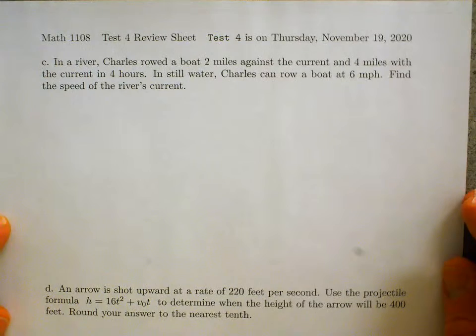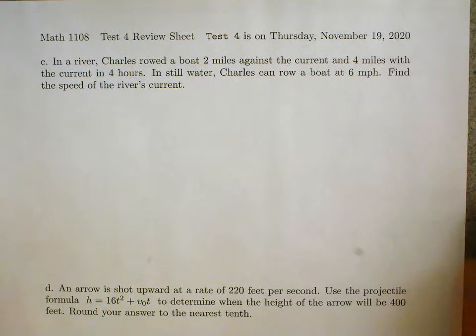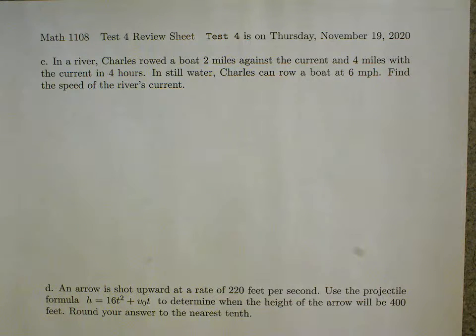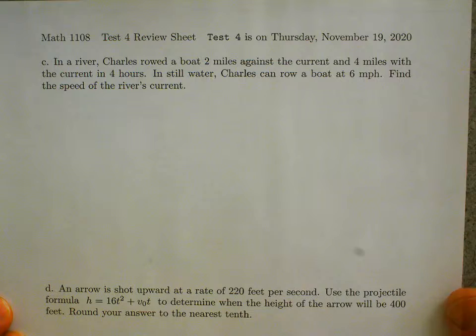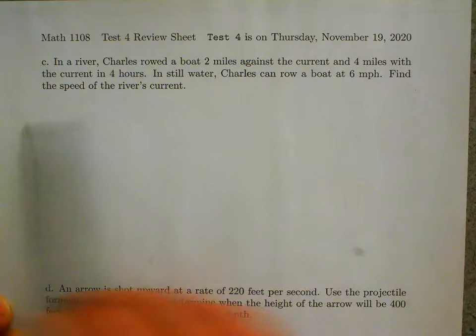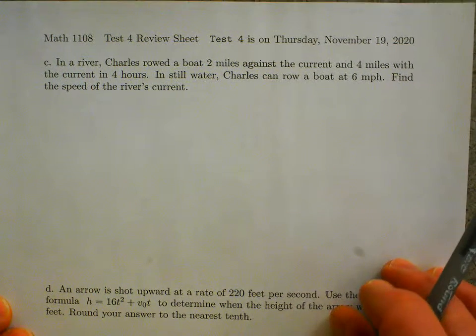Okay, we got to this word problem. In a river, Charles rowed about 2 miles against the current and 4 miles with the current in a total of 4 hours. In still water, Charles can row a boat at 6 miles per hour. Find the speed of the river's current.